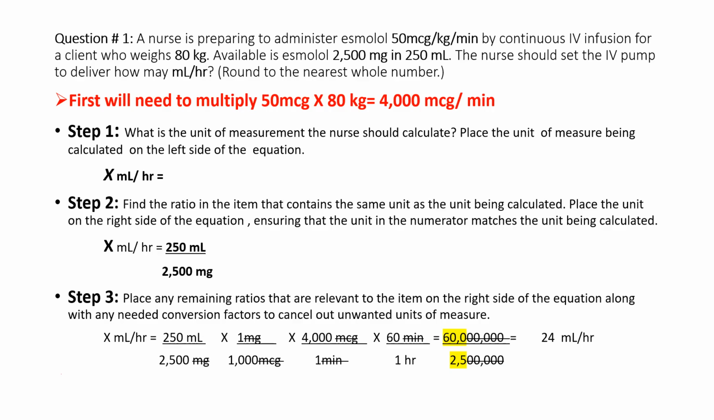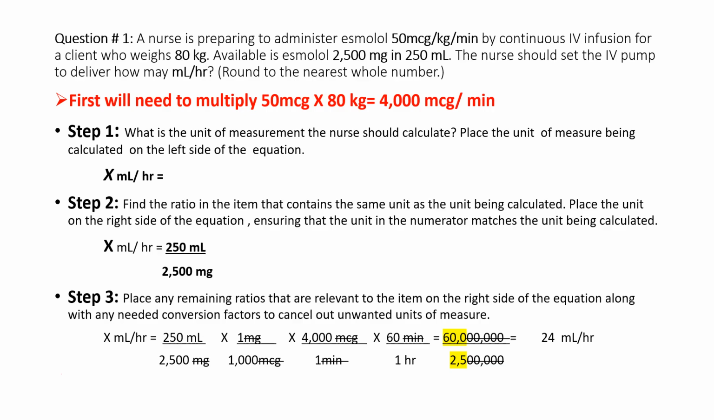Step two, we just need to start with the concentration in a way that helps us. We will use the bag concentration and put the ml on top because that's our goal unit. And then we will have our corresponding 2,500 milligrams. So we'll start with that.